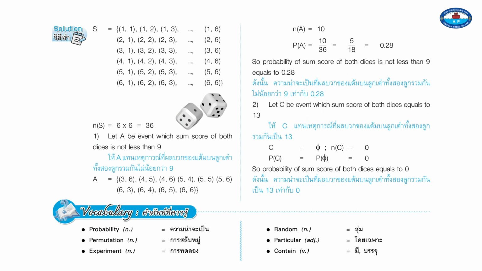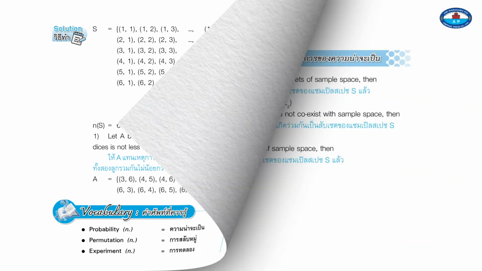Vocabulary: probability, permutation, experiment, random, particular, contain.